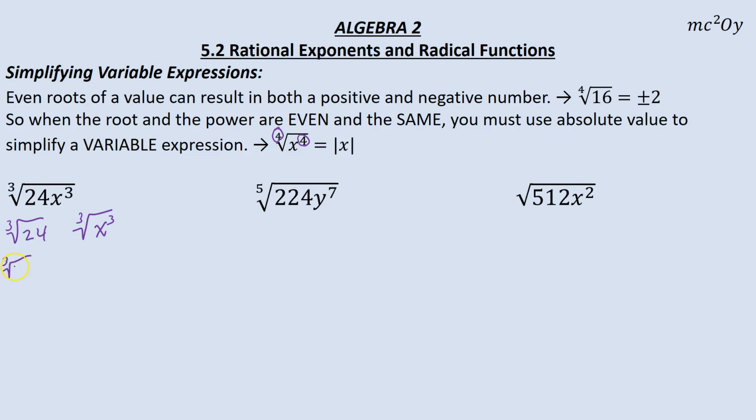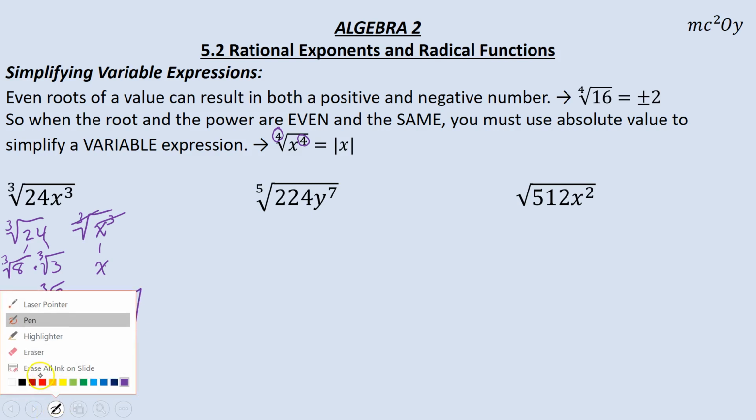So we can break that down to the cubed root of 8. Sorry, that's supposed to be a cubed root there. So you got the cubed root of 8 times the cubed root of 3. And the cubed root of 8 is 2, so we got 2 cubed root 3. And then the cubed root of x cubed, so it just cancels, and I'm left with just x. Okay, and so we have 2x, and then the cubed root of 3, excuse me.